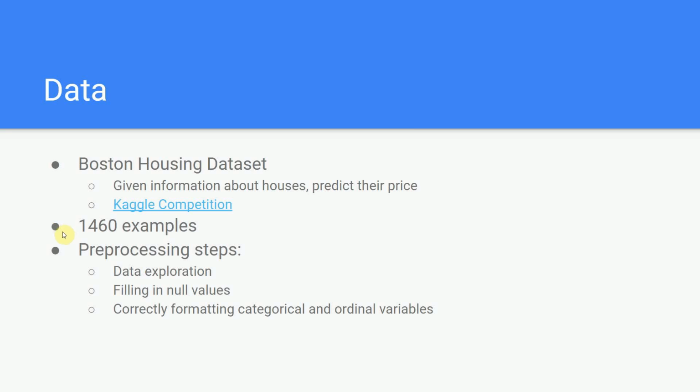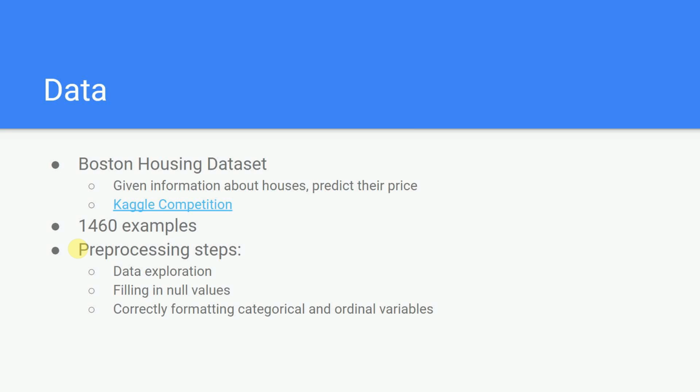So this involves filling in null values. Your data is not going to be perfect. You have to deal with these somehow. You should be correctly formatting categorical and ordinal variables. So let me explain what those are. Categorical variables mean that it's literally if the example falls into some category. So for example, for a house, if it's a condo or a bungalow or a two-story house, those are 3 categories. And so that's what I'm going to call a categorical variable.